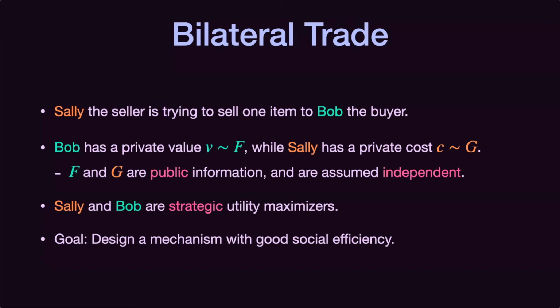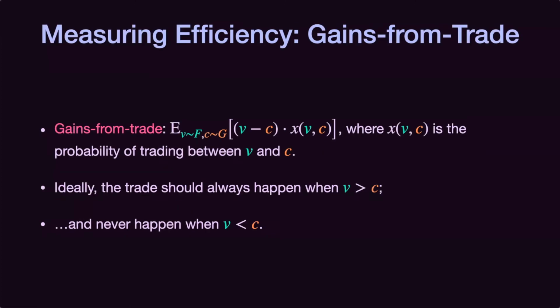We assume F and G are public information, and we assume they are independent from each other. We consider Sally and Bob to be strategic utility maximizers. In other words, they may lie to a trading mechanism in order to optimize their utilities. Our goal is to design a mechanism with good social efficiency. Now the question is, how do we measure efficiency?